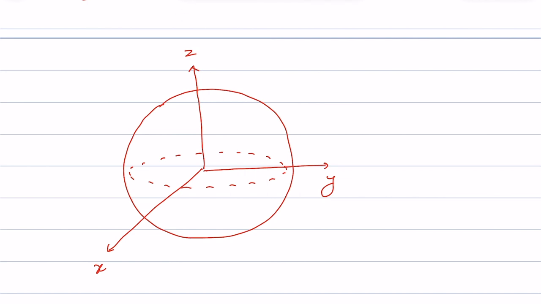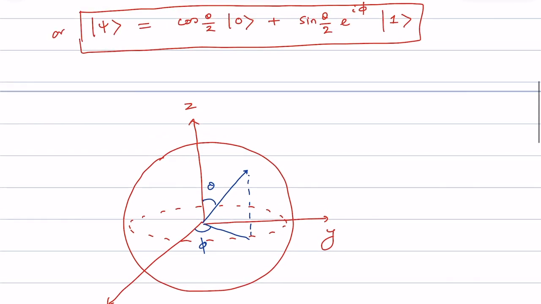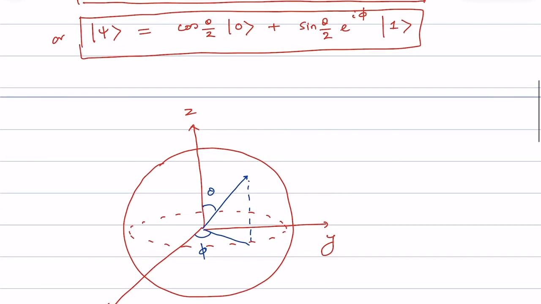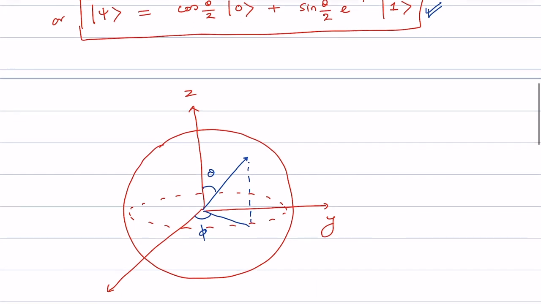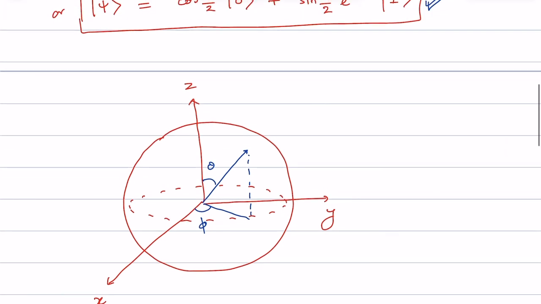Let us say this is a vector. This vector is touching the surface of this, say, unit sphere, and this angle is theta. And if I take a projection here, this angle is the azimuthal angle, say phi. Now recall that we are representing our two-state quantum system by this particular state.